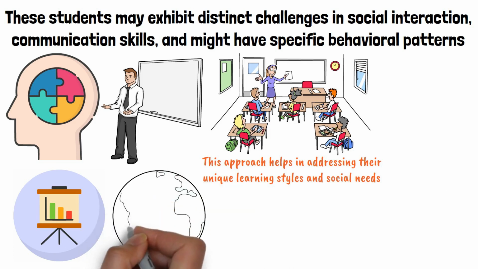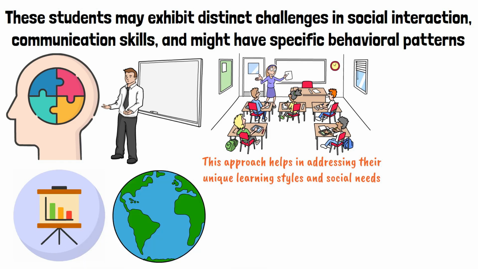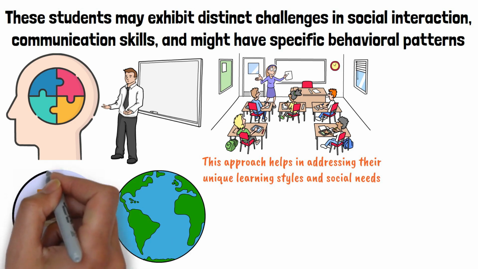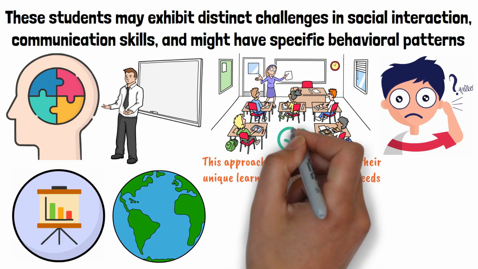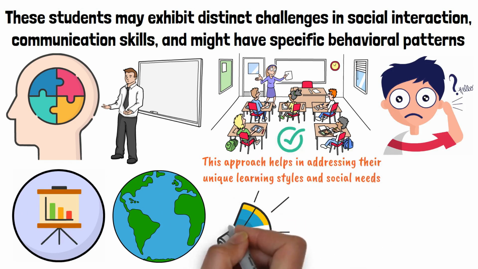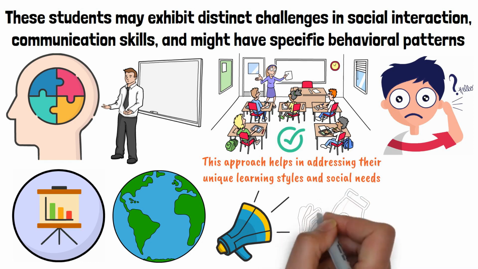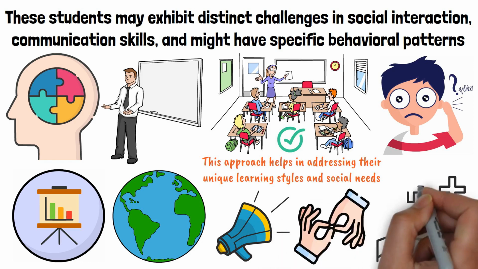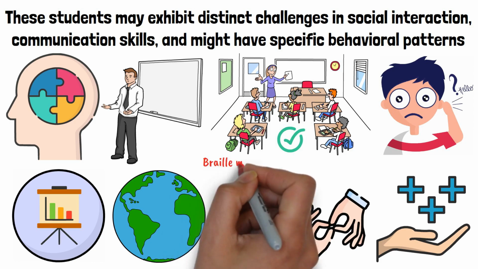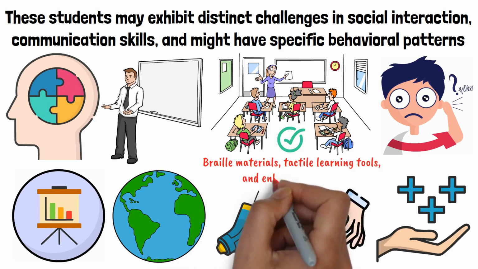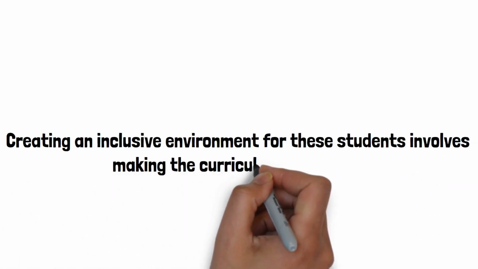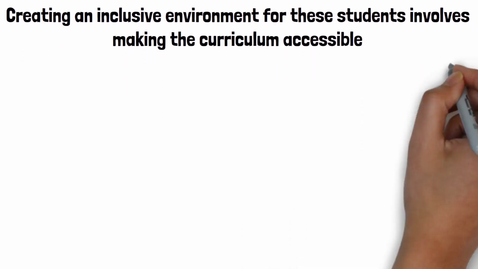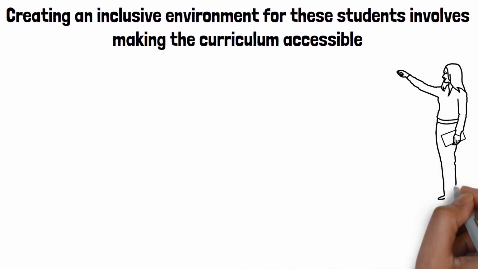Students with sensory impairments experience the world through altered auditory or visual perceptions. For those with hearing impairments, the classroom environment might need adjustments in sound amplification or the use of sign language. Similarly, students with visual impairments may benefit from Braille materials, tactile learning tools, and enhanced lighting. Creating an inclusive environment for these students involves making the curriculum accessible through multi-sensory teaching methods and adaptive technologies.